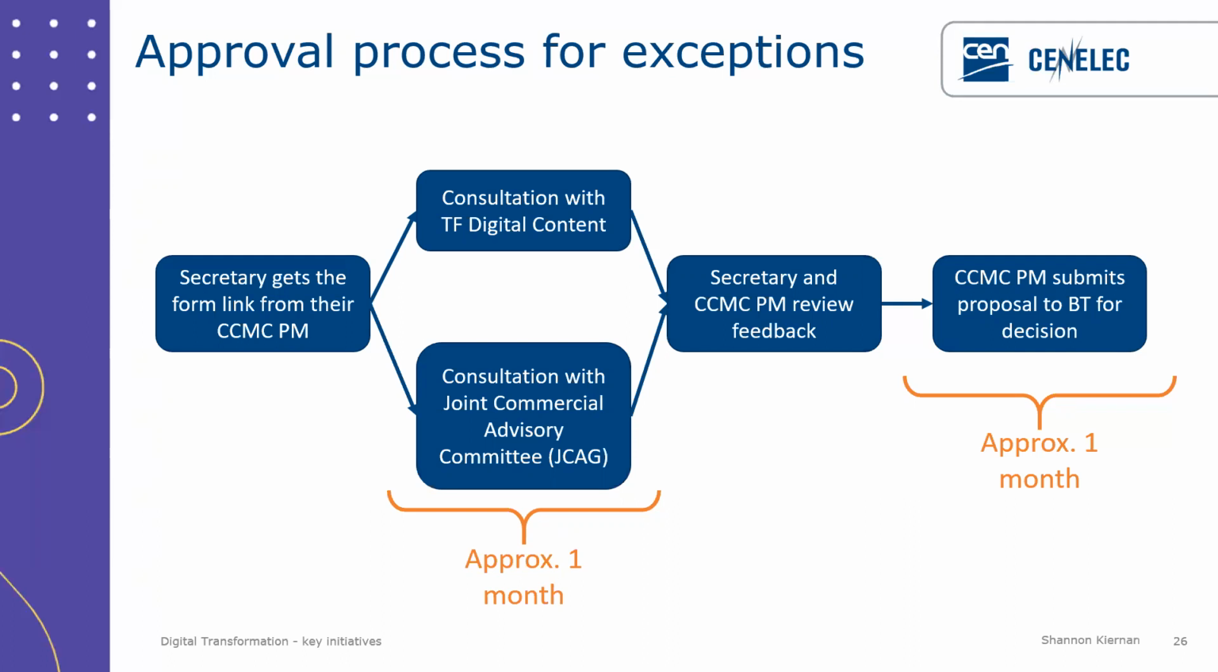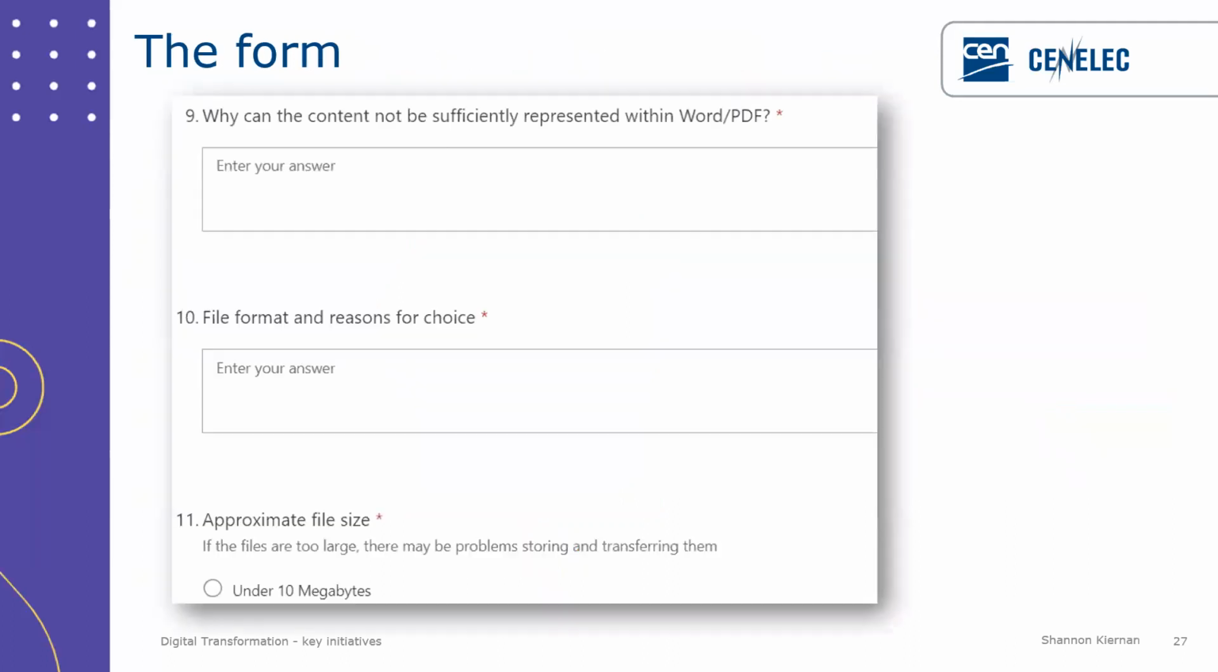So the project manager is responsible for writing a decision paper and submitting that proposed decision to the technical board. And again, as usual, that usually takes 1 month for a decision to be made. So I'm not sharing here the link to the form, but this is a little screenshot of a couple of the questions that are on it, so you can get a feel for how it works.